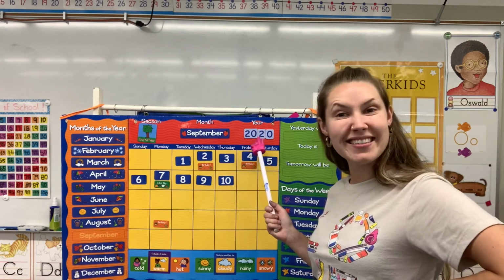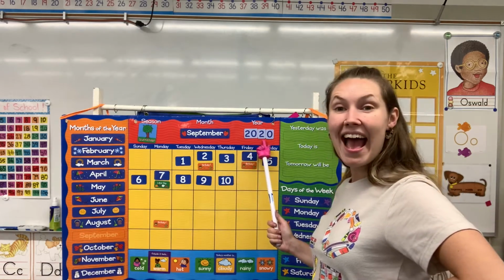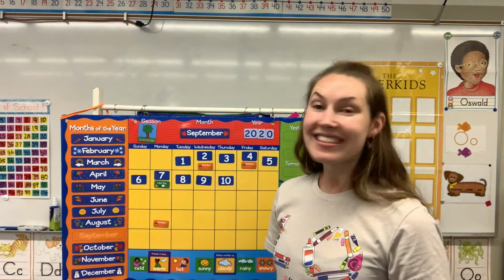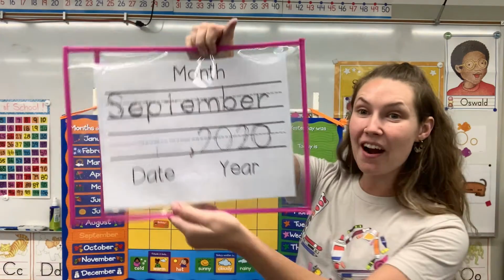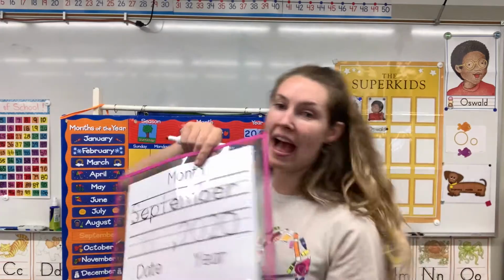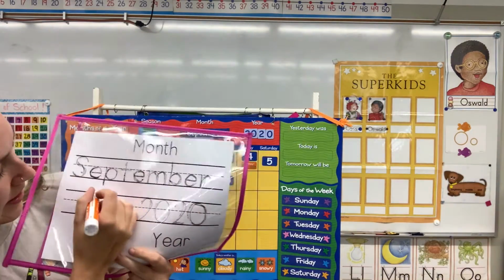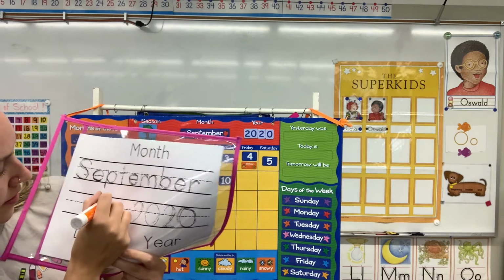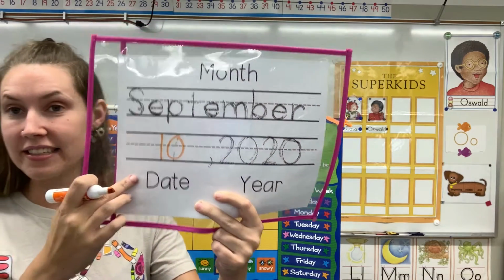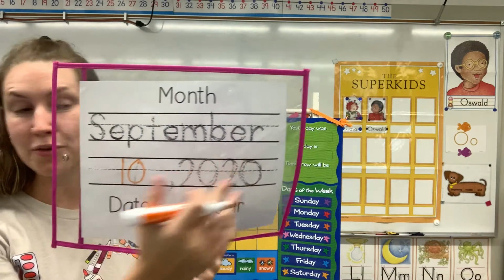And what year is it? 2020. So now we can fill in the date on our practice map for writing the date. I'm going to add, I already traced September. Now I'm going to add a 10 here under where it says date. Today is September 10th, 2020.